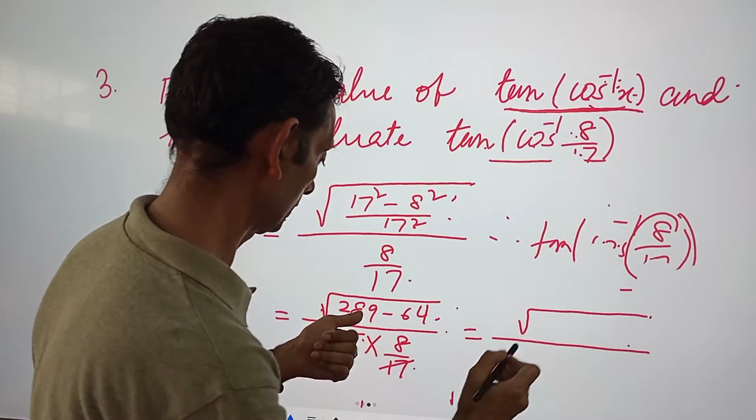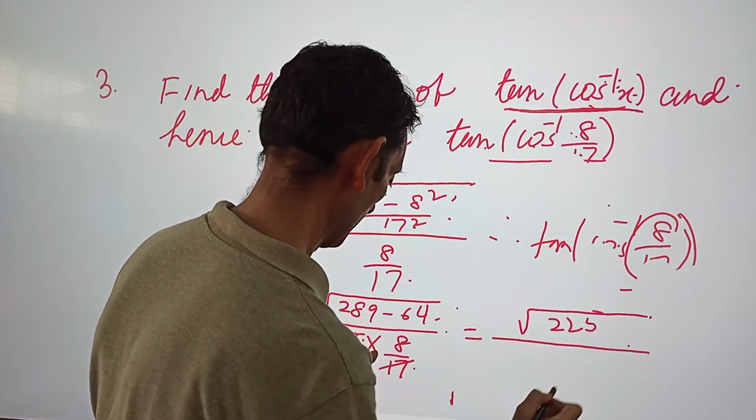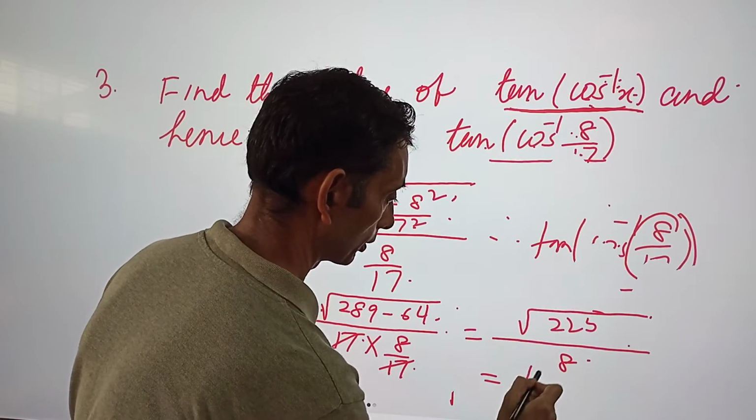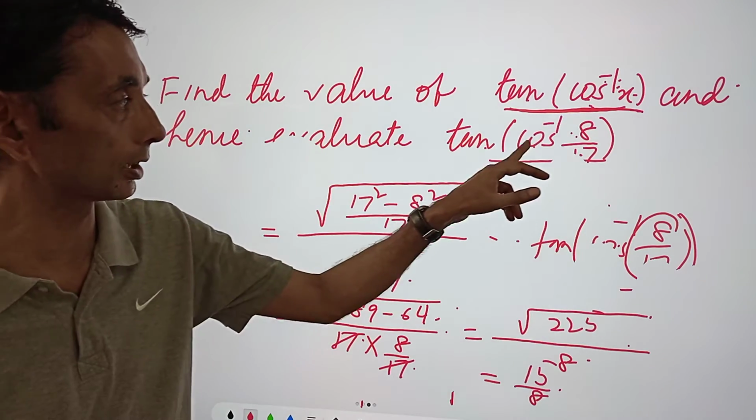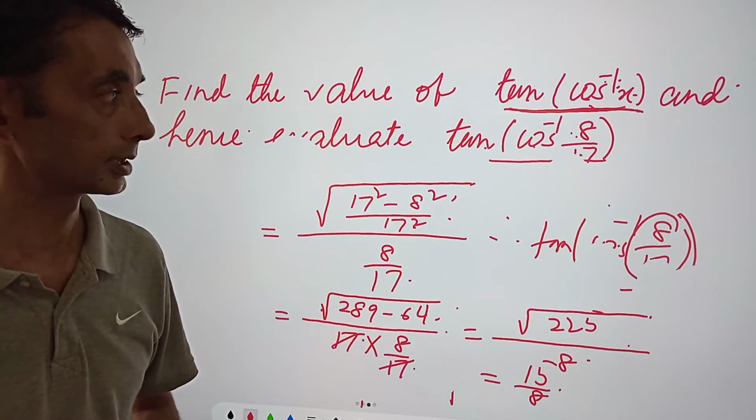289 minus 64 comes as 225 by 8. So this is equal to 15 by 8. So that is the value of tan cos inverse 8 by 17.